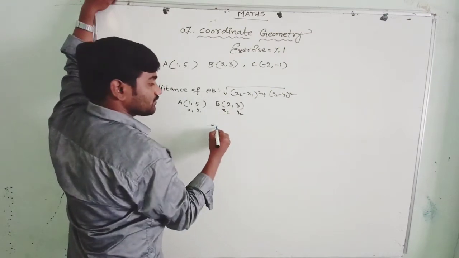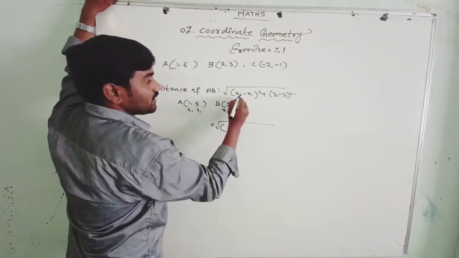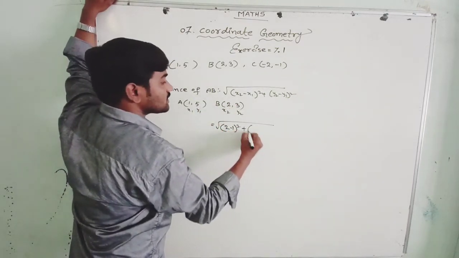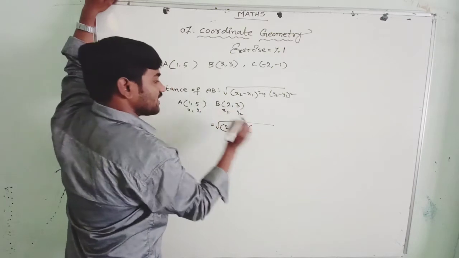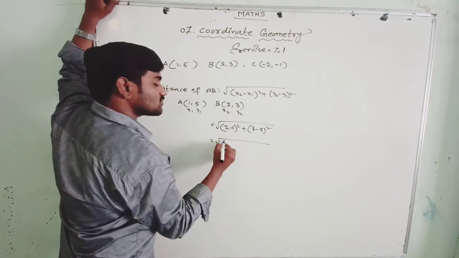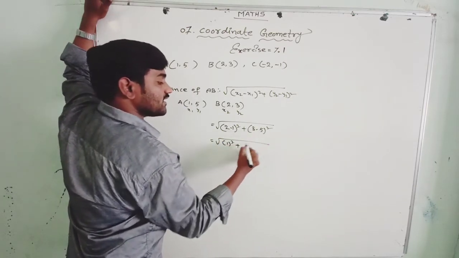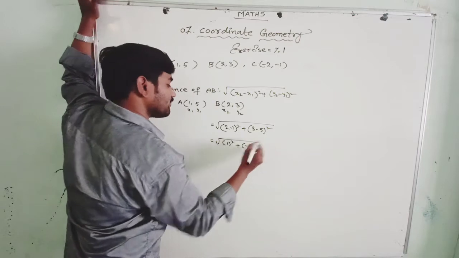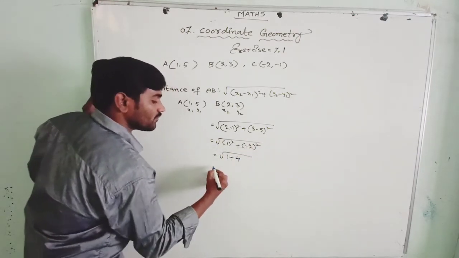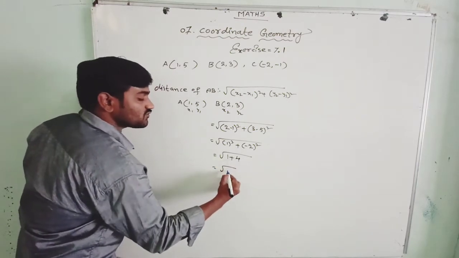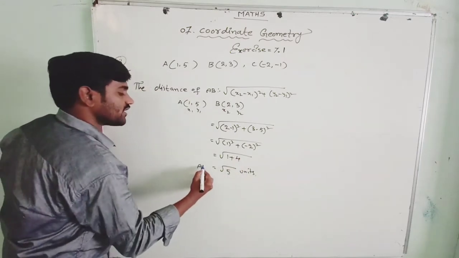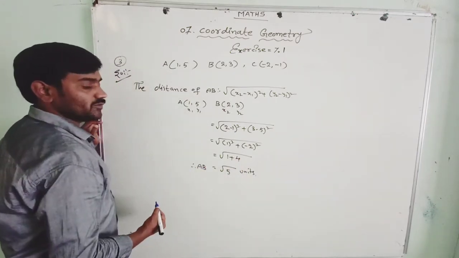Let us substitute this. What will we get? x2 minus x1, that is 2 minus 1 whole square, plus y2 minus y1, that is 3 minus 5 whole square. 2 minus 1 whole square, that is 1 square, plus 3 minus 5, that is minus 2 whole square. 1 square value is 1, plus minus 2 whole square value is 4. So that will be 1 plus 4, which is 5 units. So the distance of AB you got, root 5 units.